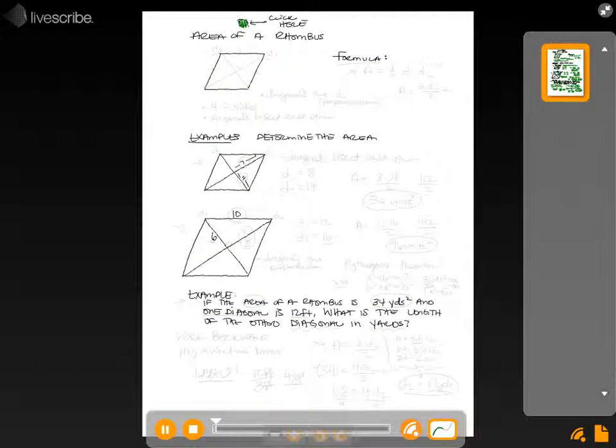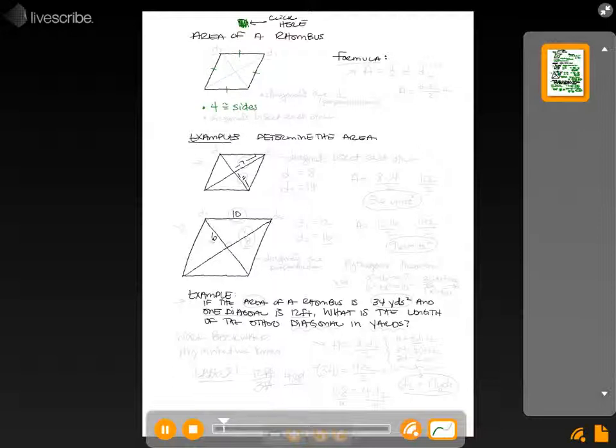Alright, this is a video on the formula for the area of a rhombus, how to find the area of a rhombus. Before we start, we're going to look at a few things we already know about a rhombus. First, all the sides are congruent. That's part of the definition of a rhombus: all four sides are the same length, all four sides are congruent. Let's mark that down here: it has four congruent sides.